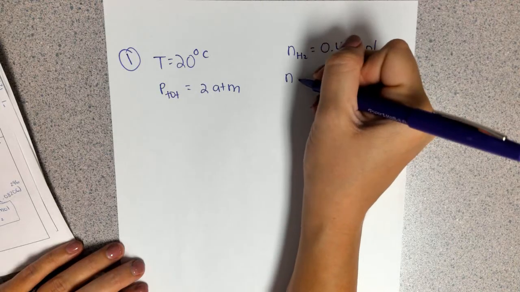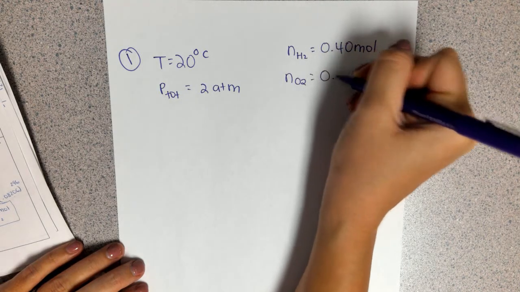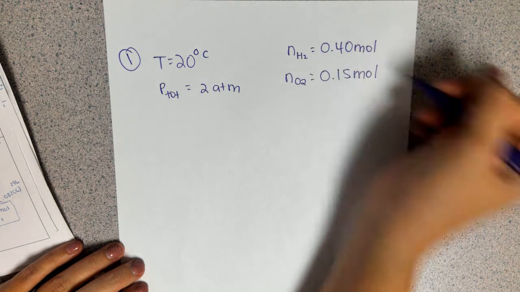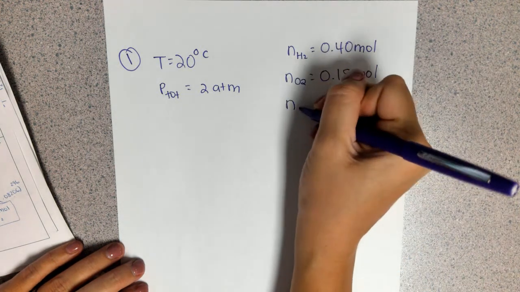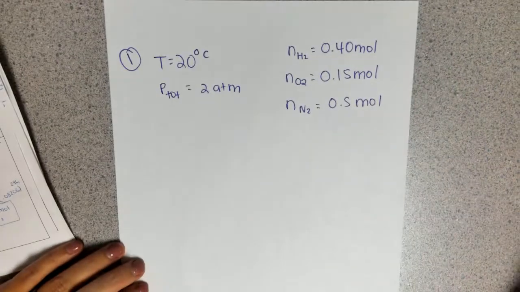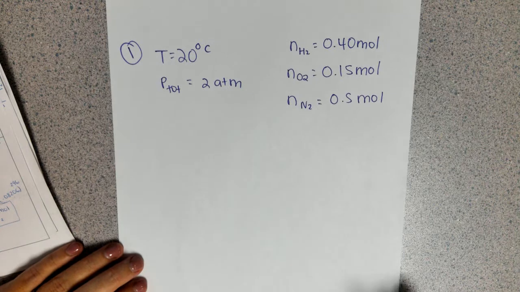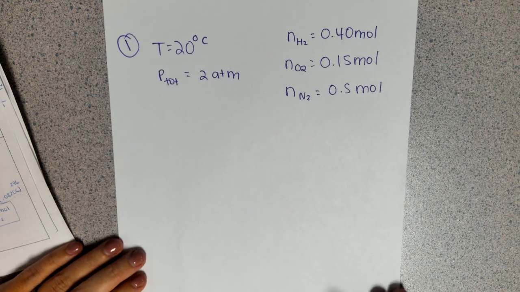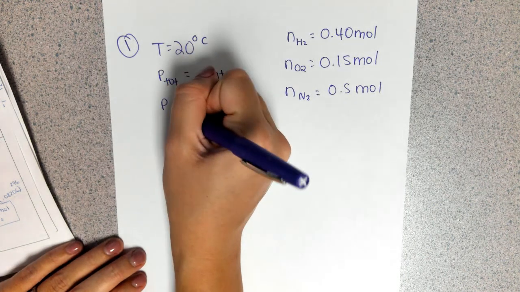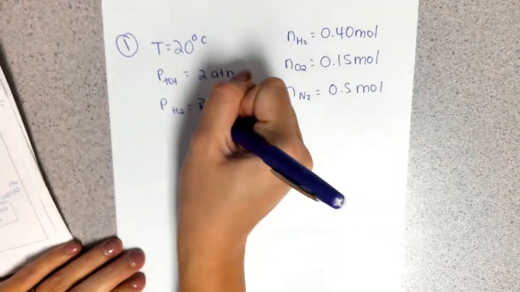0.15 moles of O2, 0.15 moles, and 0.5 moles of nitrogen. Assuming ideal gas, what's the partial pressure of hydrogen in the mixture? So we're looking for the pressure of hydrogen.